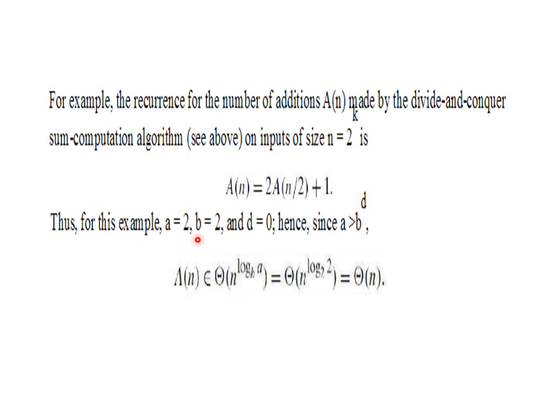So we can approximate the time complexity A of n or T of n. A is greater than b to the power d. The third condition is satisfied. According to the third condition, the time complexity T of n or A of n belongs to big theta of n to the power log a base b. So n is n, a is 2, b is 2.